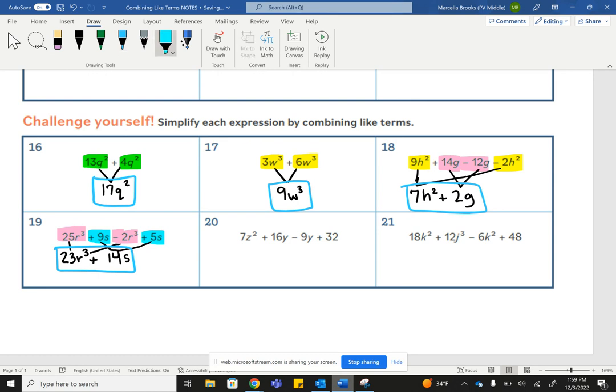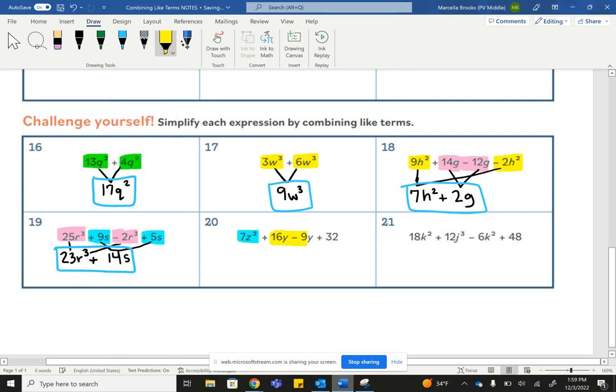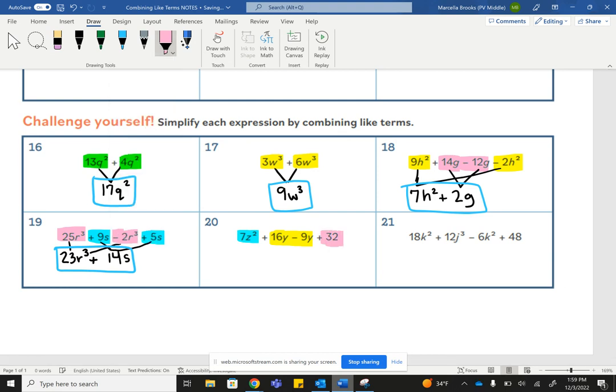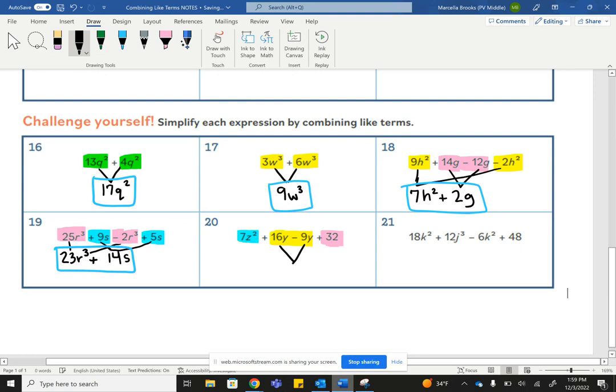All right, the next one, we got 7z squared. It doesn't have any like terms. Then I have 16y minus 9y. And then, last but not least, I have a 32. So 7z squared is just going to stay the same, but I can combine the 16y and the 9y. So 16 minus 9, let's see, that's 6, is 10 minus 3 more is 7, right? Is that right? Yeah, I think so.